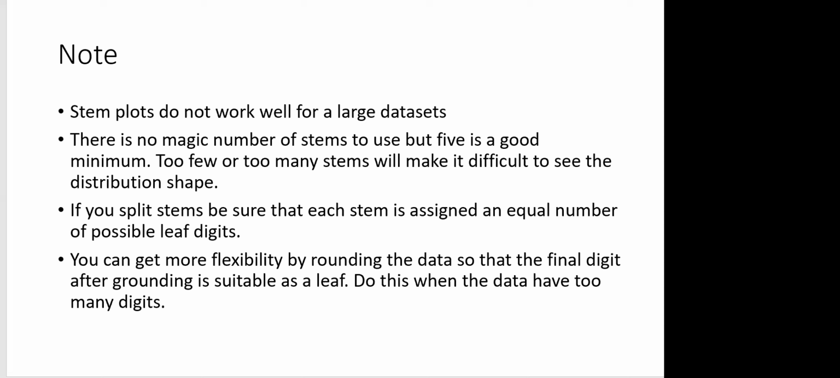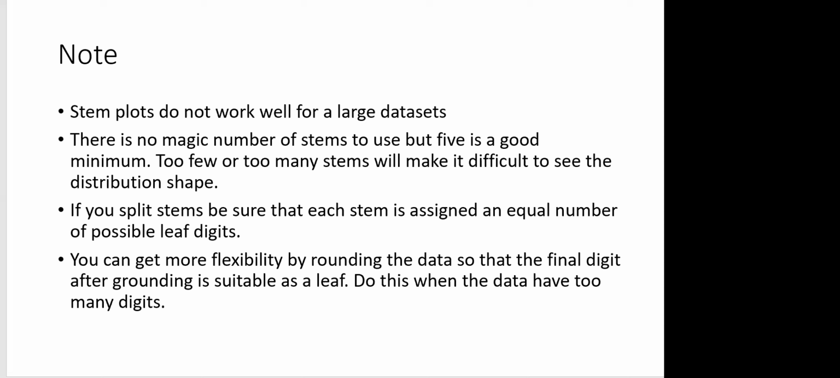If you decide to split stems, be sure that each stem is assigned an equal number of possible leaf digits. That's what we just talked about. And the last tip, you can get more flexibility by rounding the data so that the final digit after rounding is suitable as a leaf. Do this when the data have too many digits.